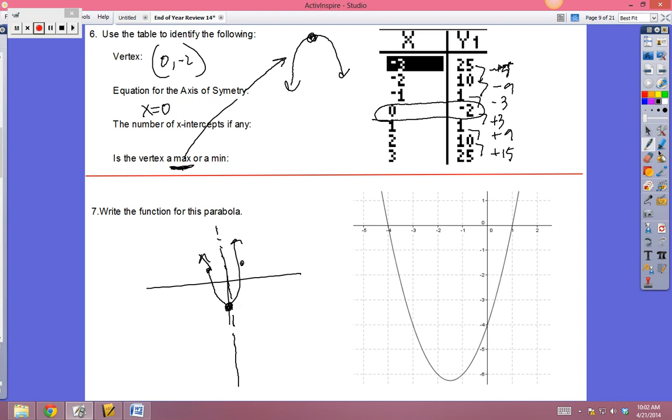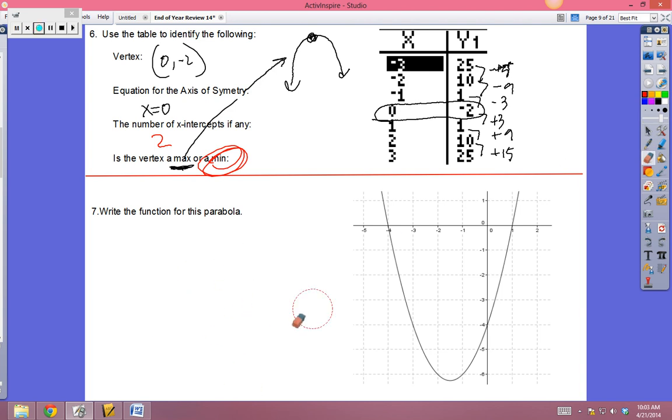So the x-intercepts, there's going to be 2 of them. It's going to cross the x-axis once on each side of the vertex. So there's going to be 2 x-intercepts. Is the vertex a maximum or is it a minimum? And it is going to be a minimum because that's the lowest point on the graph. Nothing is lower than the vertex, so that's going to be a minimum.